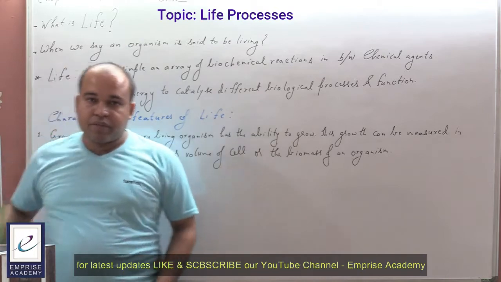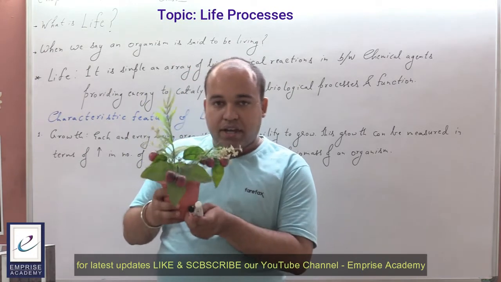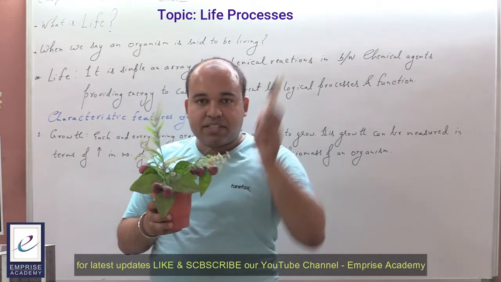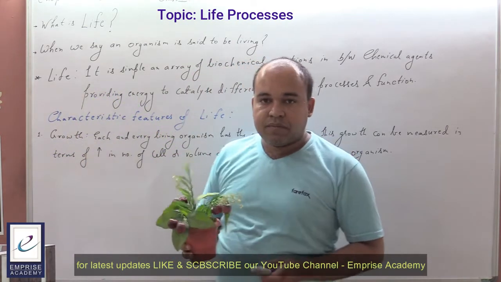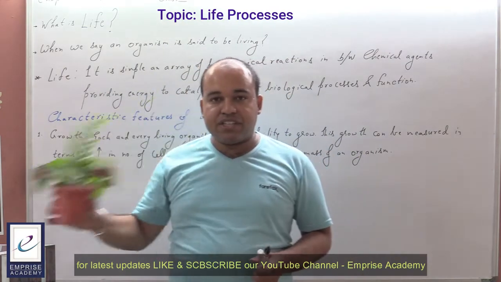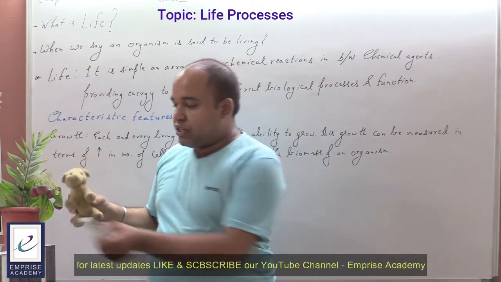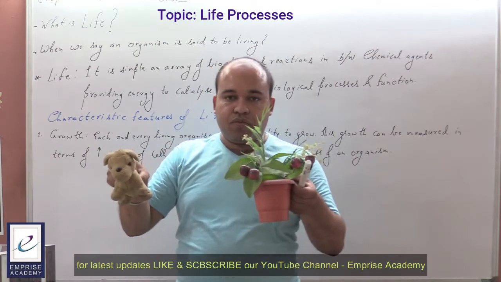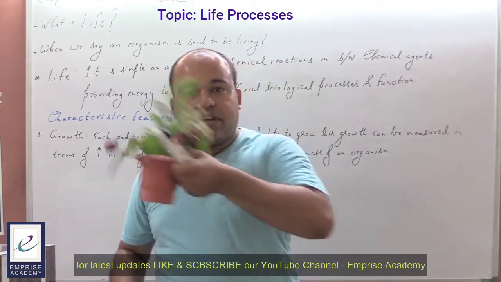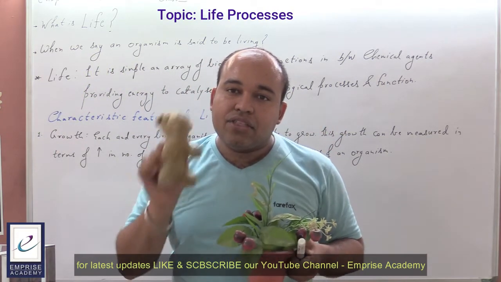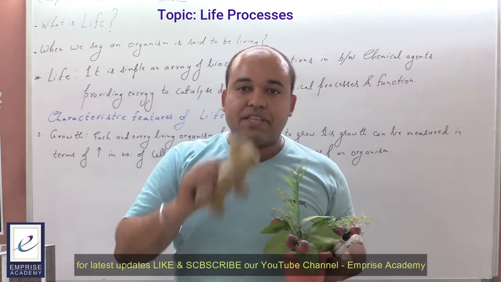This plant is also growing. Okay, this plant is also going to increase in its size. Of course, this is artificial, but the naturally occurring plants are going to increase in their size. When they increase in their size, that means the growth is taking place. But there is another characteristic feature which differentiates this plant from this animal, and that characteristic feature is locomotion. This animal has the ability to move from one location to another, whereas this plant is sessile and is not able to move from one location to another. That is why the second most important characteristic feature for determining life is locomotion.